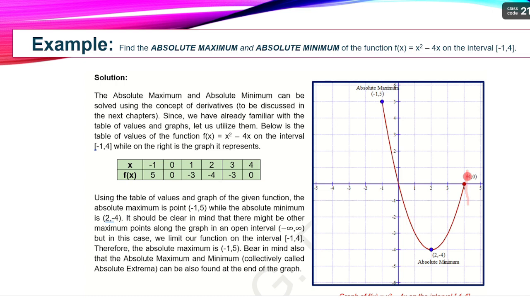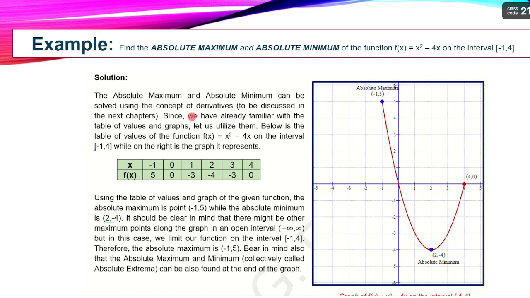So from this interval, let's find the absolute maximum and minimum. Meaning, the absolute maximum is where the point is at the maximum level, no? The maximum value of the function. And then the minimum, of course, the minimum value. The absolute maximum can be solved using the concept of derivative, although we will be discussing derivative perhaps tomorrow.